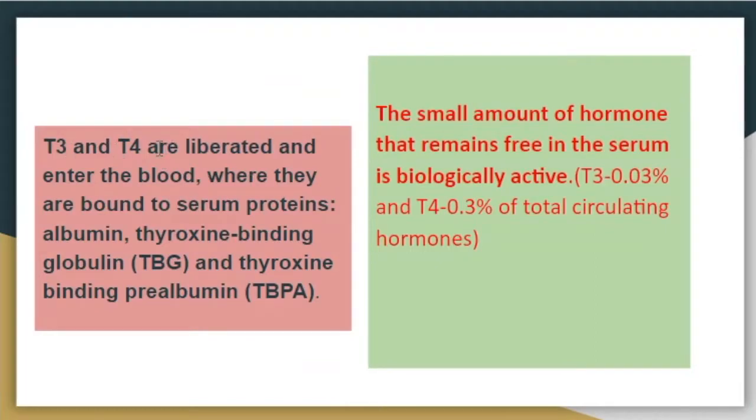Once the T3 and T4 are liberated and enter the blood, they are bound to serum proteins, which are albumin, thyroxine binding globulin, and thyroxine binding prealbumin. And a very small amount of the hormone remains free, which is biologically active. So the fraction of that is only 0.03% for T3 and 0.3% for T4. So the idea is, once they have entered the circulation, majority of it binds to serum proteins, which is unavailable. And the remaining, which is a fraction, it remains biologically active to exert the metabolic effects of T3 and T4.